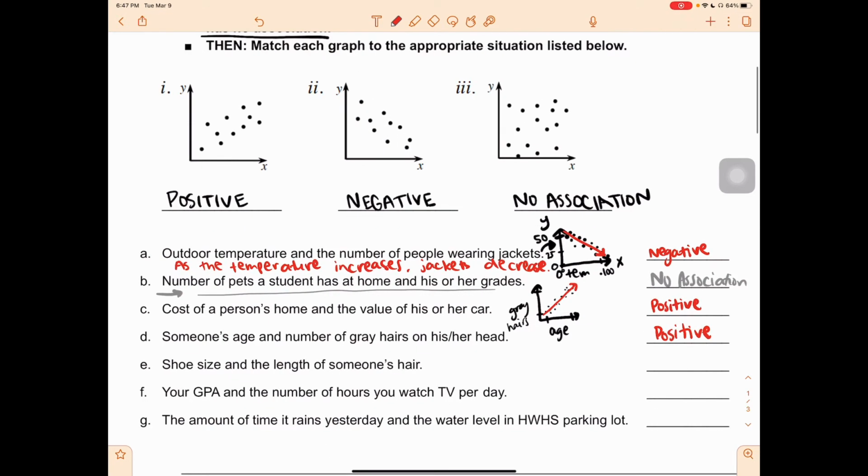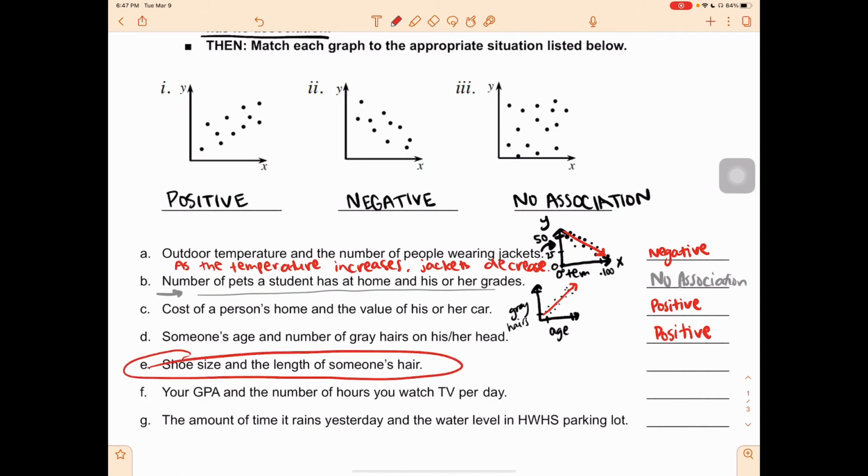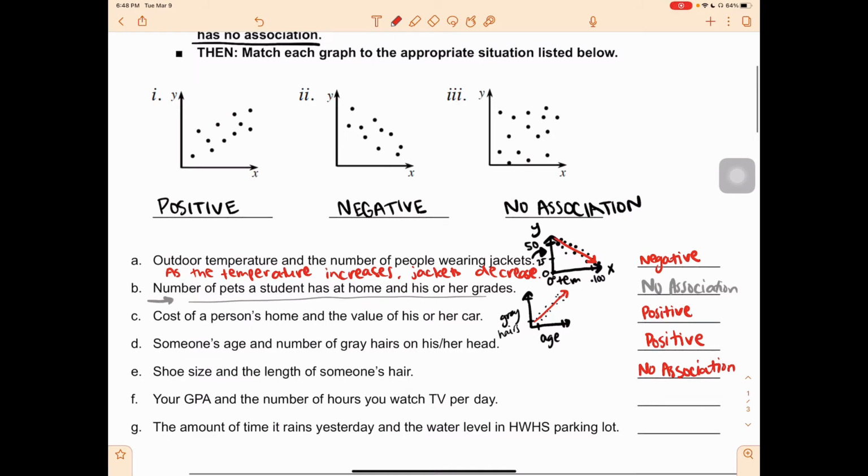Okay. What if we were to compare somebody's shoe size and the length of their hair? Well, if I look out in a classroom, right, and I start comparing all of your shoe sizes and all the lengths of your hair, is there going to be a relationship between the two? If you have a bigger shoe size, are you going to have longer hair than the person sitting next to you, if they have a smaller shoe size? Not necessarily, right? We can cut our hair anytime we want. So these two things are no association. We cannot control the size of our feet, but we can cut our hair anytime we want. So it's not possible to have an association.